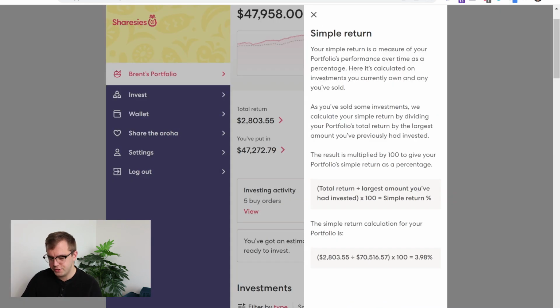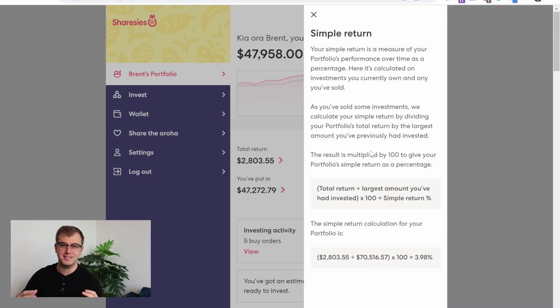If we look at the simple return, what we're looking at here is what is the profit I've made from Sharesies and what is the total amount that I've had invested. Now you'll see that this amount is bigger than what is down here at 47,000. It's actually using 70,000 in the calculation. And this is because I've withdrawn a bit of money from my Sharesies accounts. So I don't trust this too much, but it is a good gauge of where we're sitting.